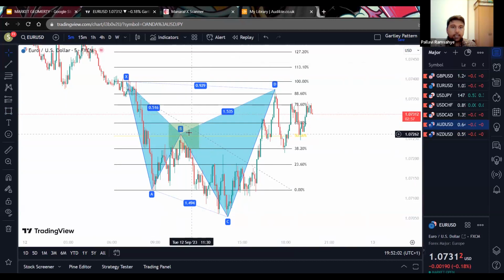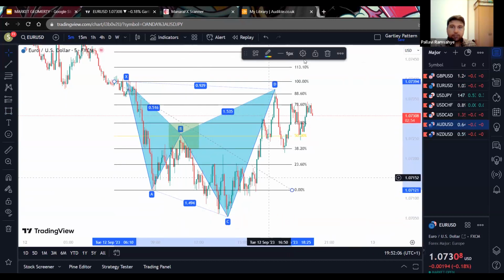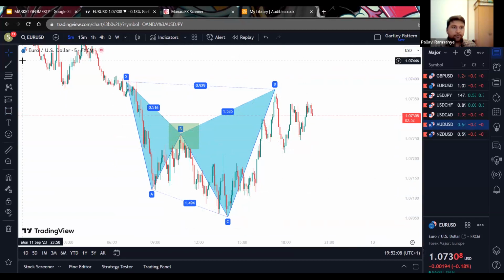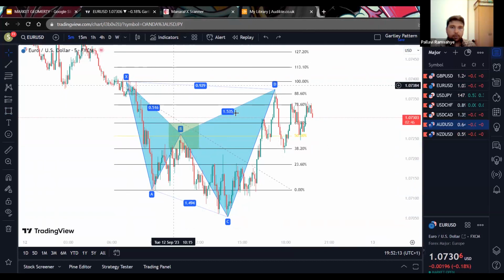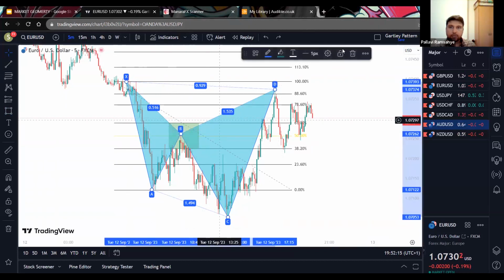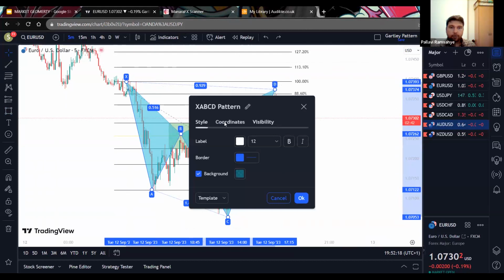Okay. Now we're looking for point C to expand between 2 percentages. Can anybody throw in the chat what percentages they are? So I'm going to reverse this because we're looking for an expansion.